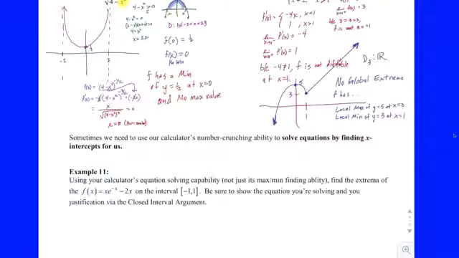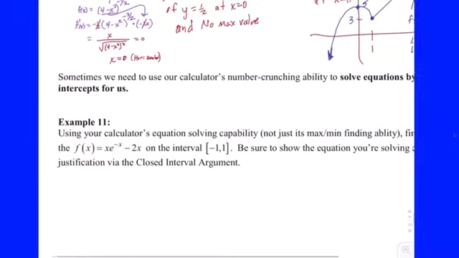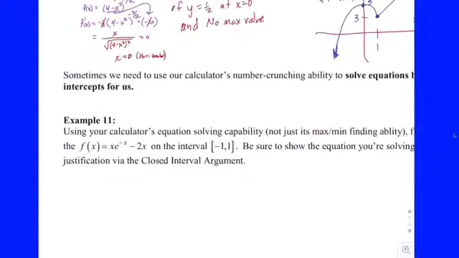All right, there's one more to go here. Sometimes we need our calculator's number crunching ability to solve equations by finding x-intercepts for us. There's three things that College Board expects you to do with your calculator. Find numeric derivatives, which we've been doing, right, Math 8. Later on, finding numeric integrals, which will be Math 9. And then the other one is solving equations, okay?